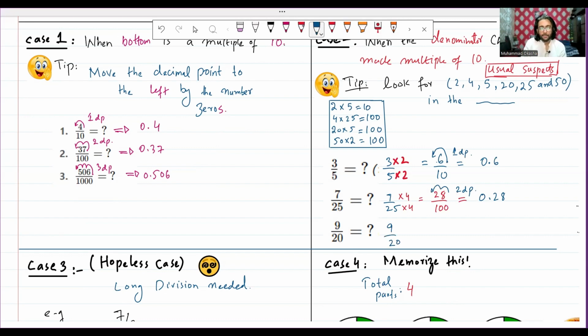Okay. 9 divided by 20. What will I multiply both sides by? I'll multiply the top and the bottom, in other words the numerator and the denominator, by 5. So what am I going to get?